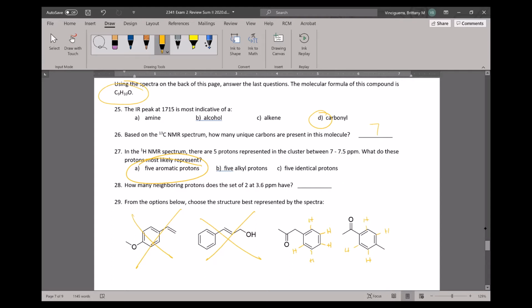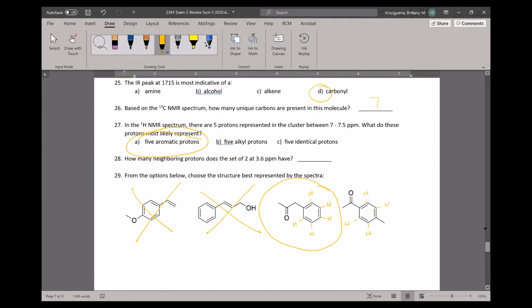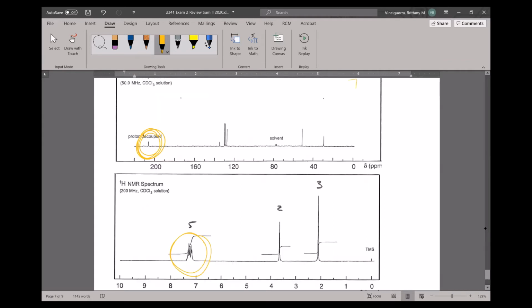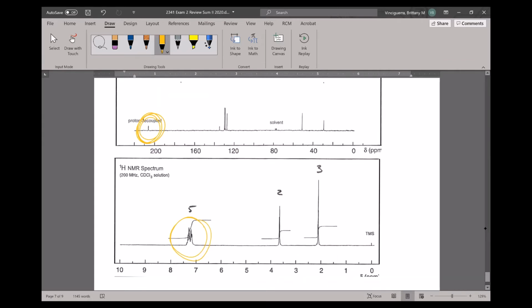So it's the one without the methyl. Right. It has to be this one because it has 5 aromatic protons, but we're going to continue to confirm that. So how many neighboring protons does the set of 2 at 3.6 ppm have? So how many neighbors do these protons have? 1. Well, it looks like a singlet to me. None. Right, so it has 0 neighbors.